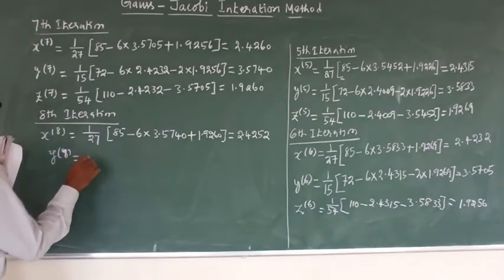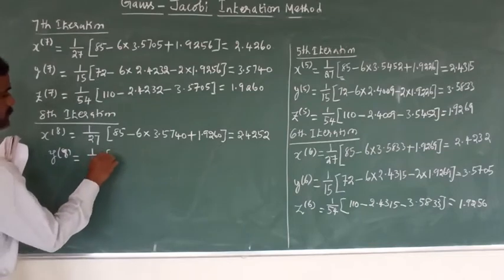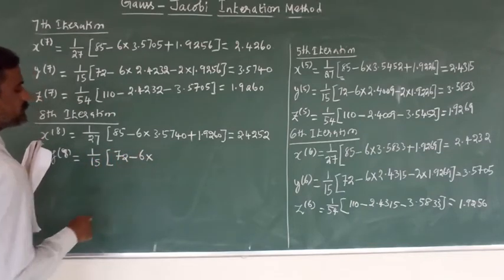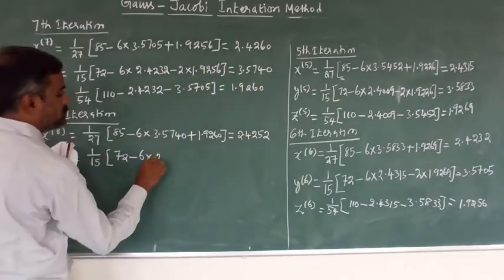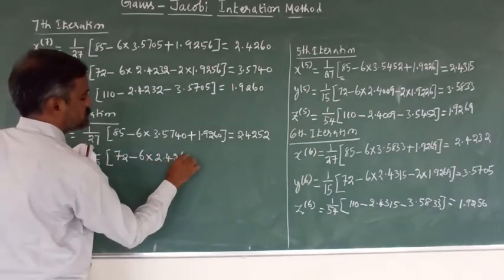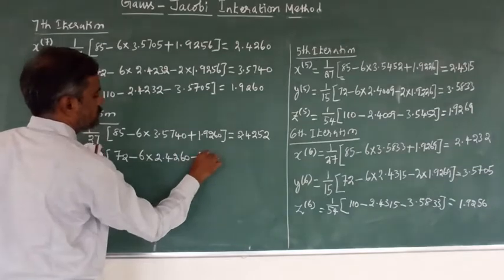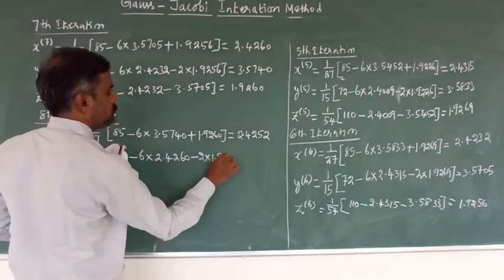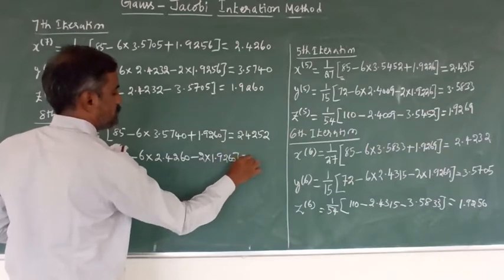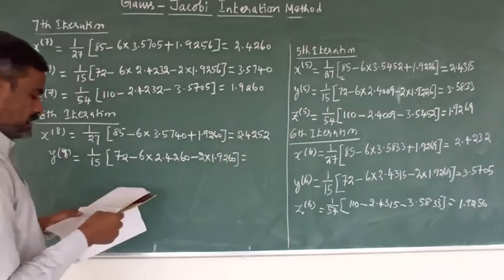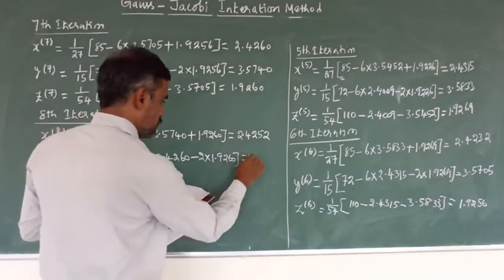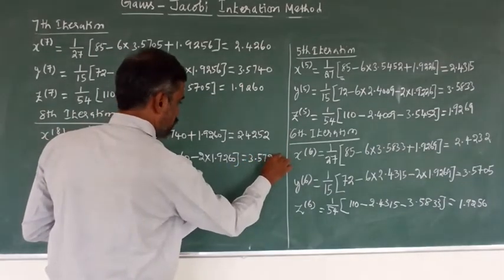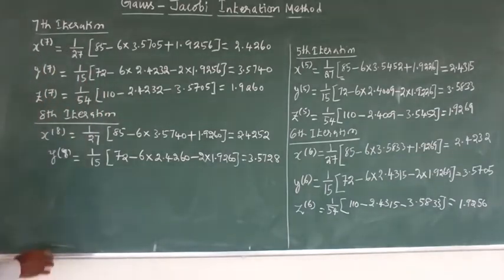And y8 equals 1 divided by 15 within bracket 72 minus 6 into x value 2.4260 minus 2 into z value 1.9260. Now simplify and we will get the result 3.5728.